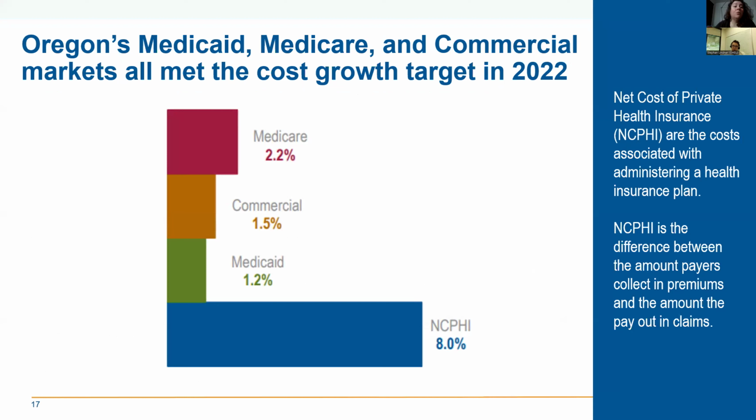So coming back to the Oregon data, total healthcare expenditures, looking by market. If we break down that spending by market, you can see that all three of the markets met the cost growth target or were below our cost growth target of 3.4%. Medicare's growth between 21 and 22 was 2.2%. The commercial market was 1.5%, and the Medicaid market was 1.2%. What we see is a big increase in the net cost of private health insurance, or again, that admin cost, which grew 8%. The trends in the net cost of private health insurance varied a lot, and we have some more information on that coming up in a few slides.